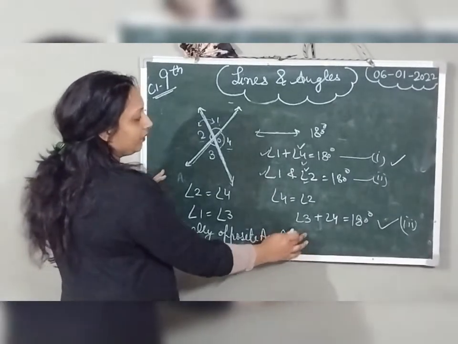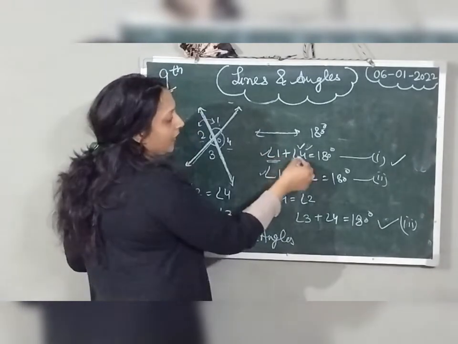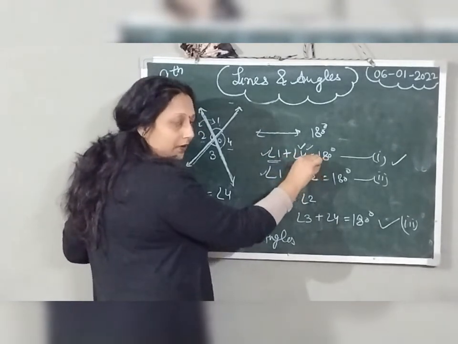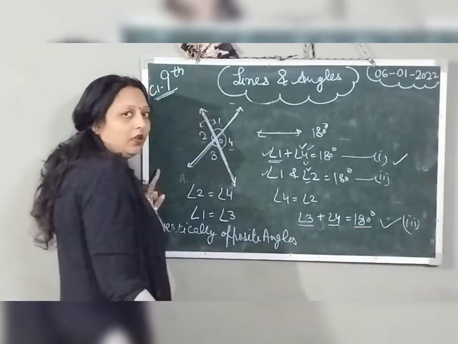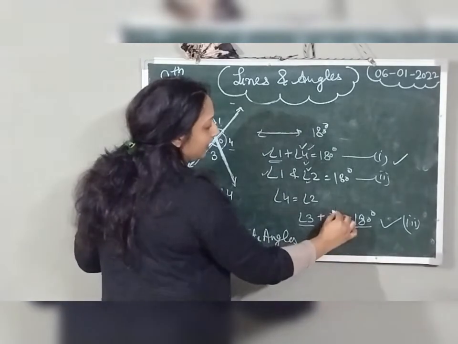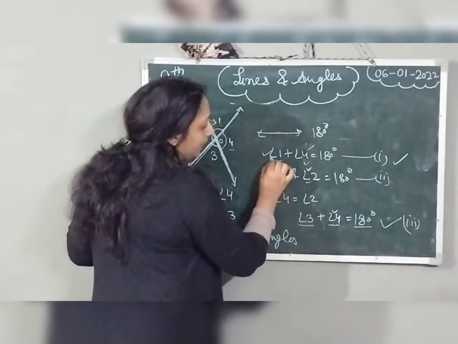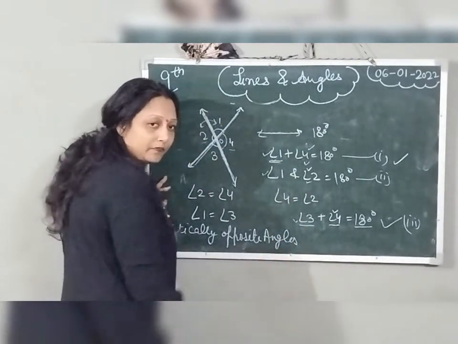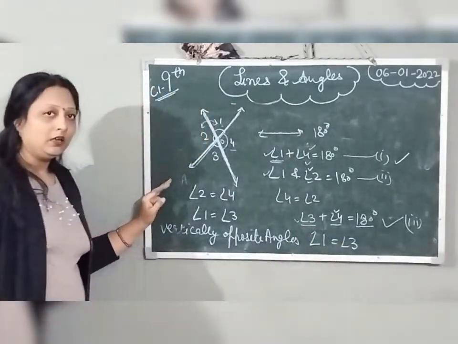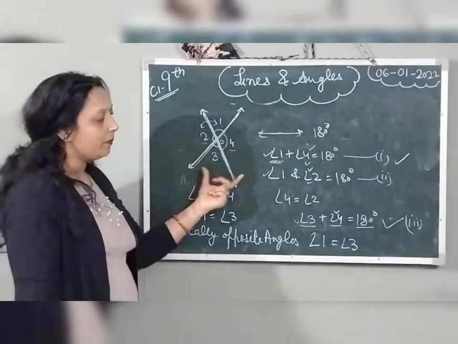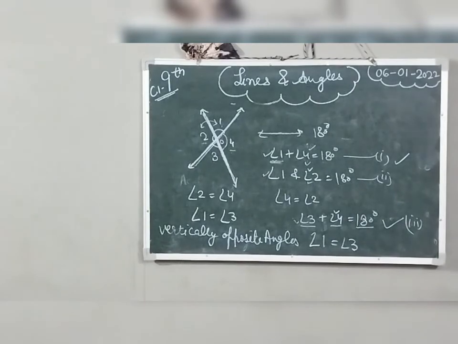From equation 1 and equation number 3, you can see here when we add angle number 1 to angle number 4, it is 180 degrees. And if I add angle number 3 to angle number 4, it is again 180 degrees. So it means angle 1 and angle 3 have the same value. So from these two equations we can say that angle 1 is equal to angle 3. So it is proven that vertically opposite angles are always equal. Now let us go to the next point.